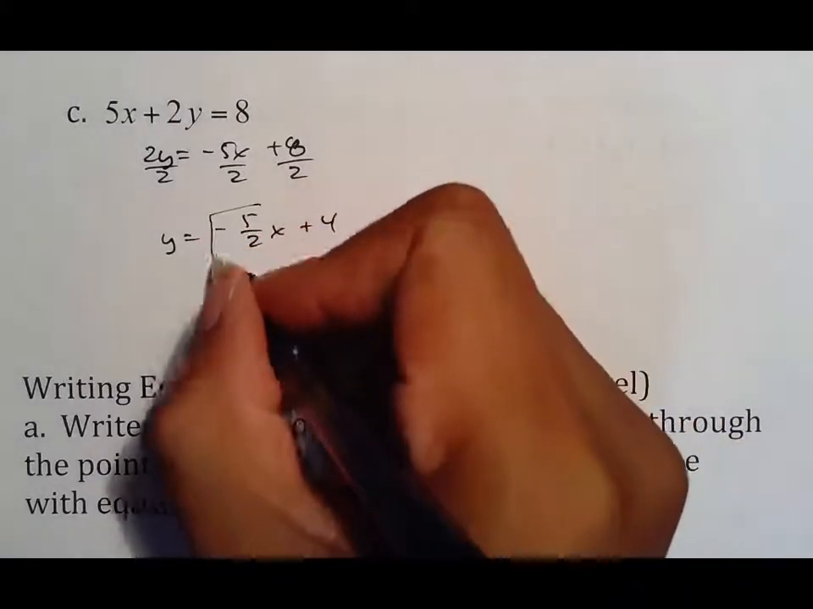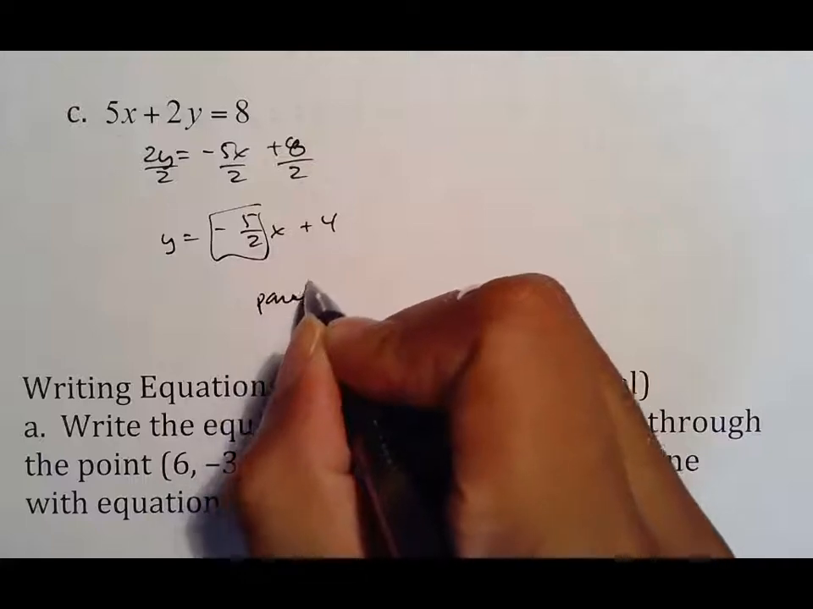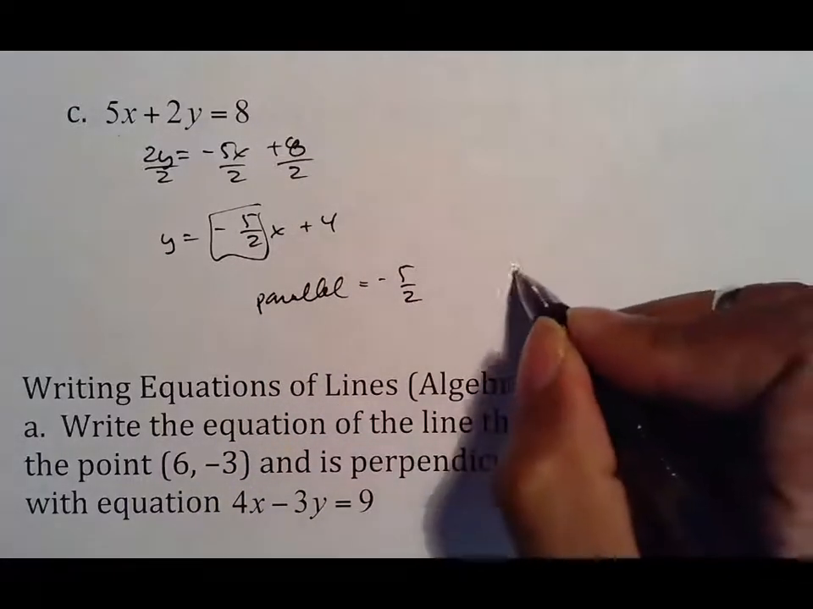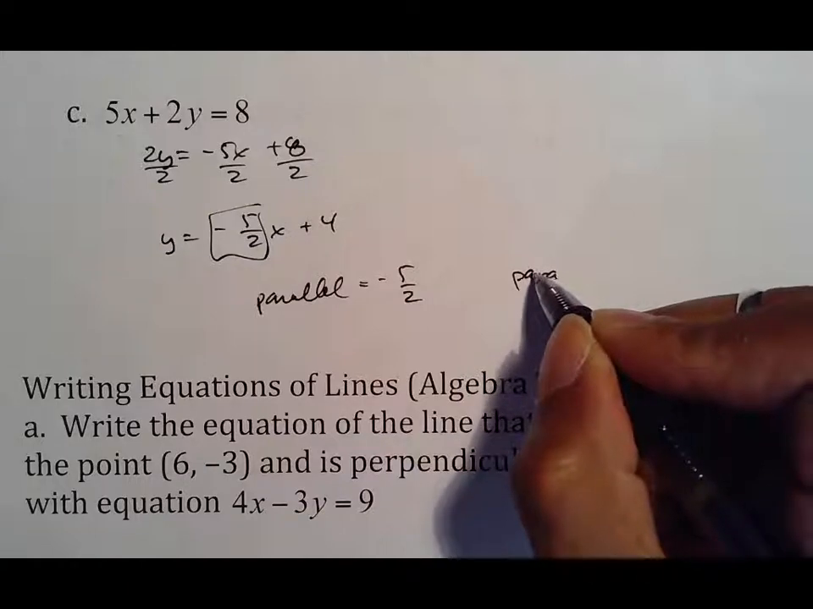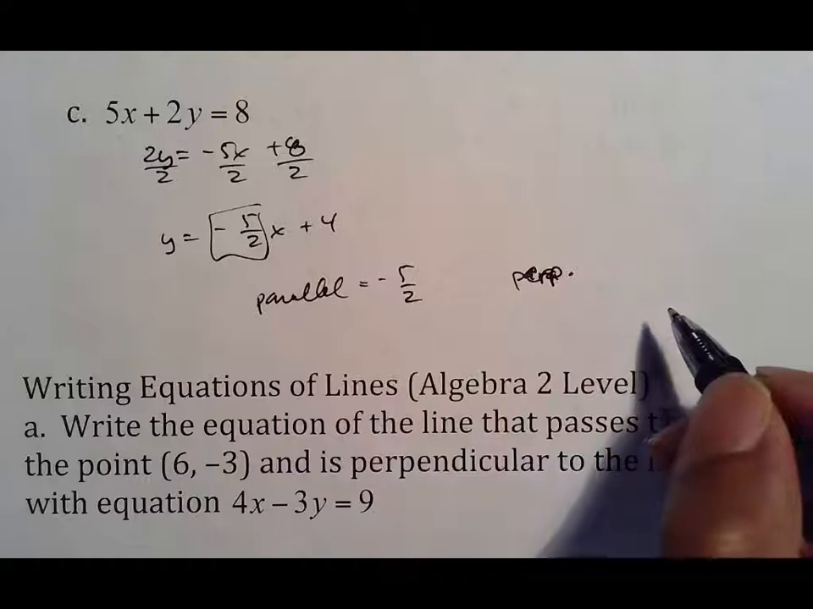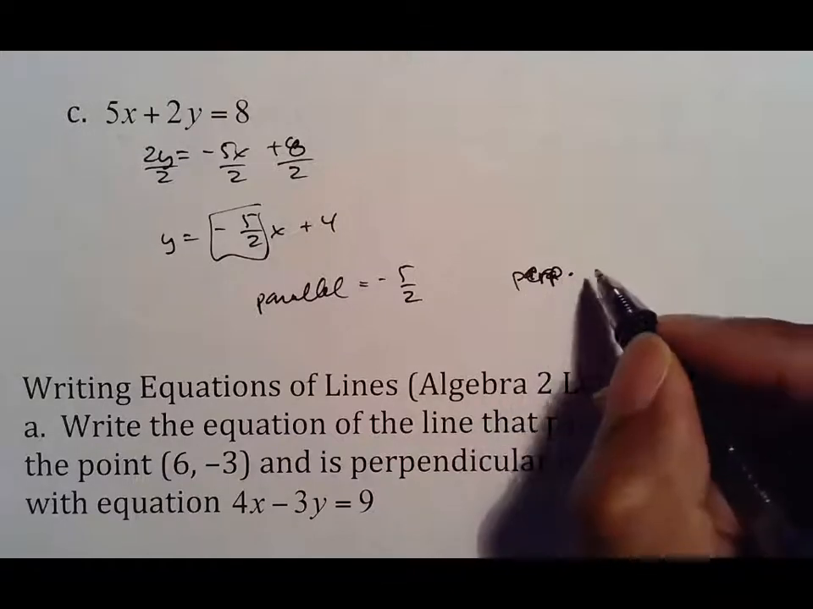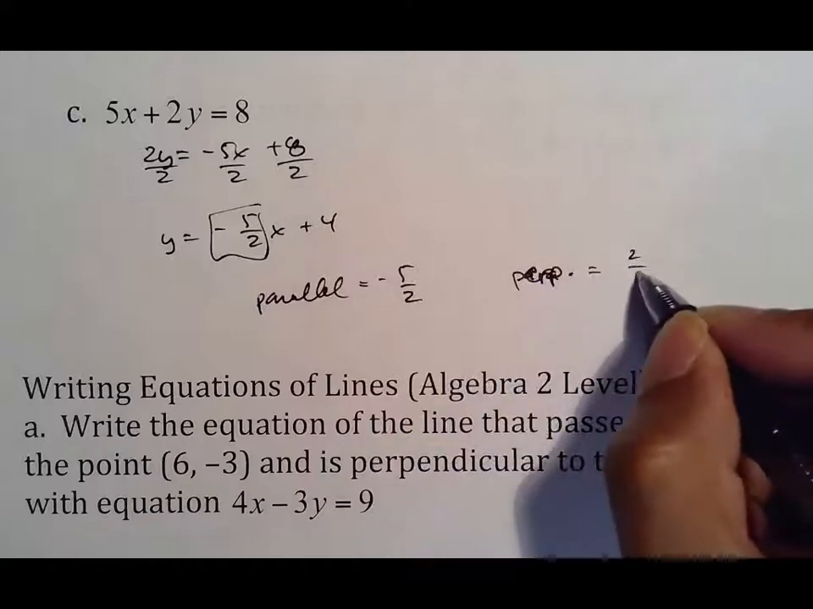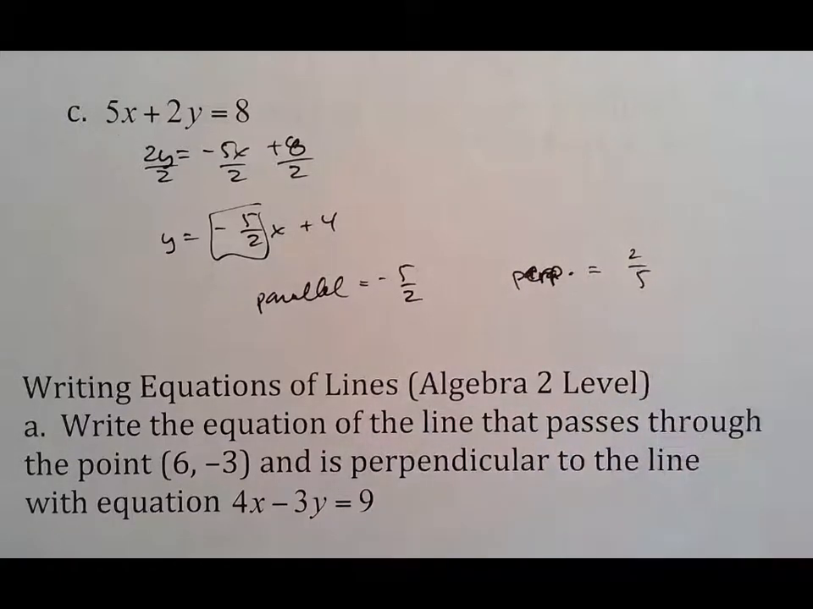And my slope on this is negative 5/2, which means my parallel slope is going to be negative 5/2. My perpendicular slope is going to be flip and switch. So flip it, which would be 2/5. It was negative, which means leave it positive. There you go. Alright.